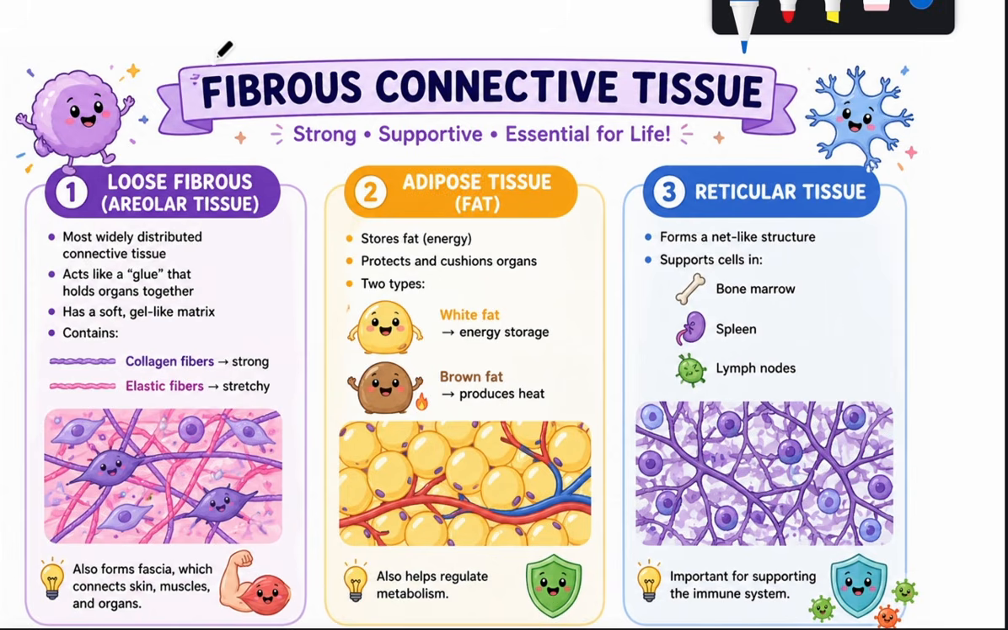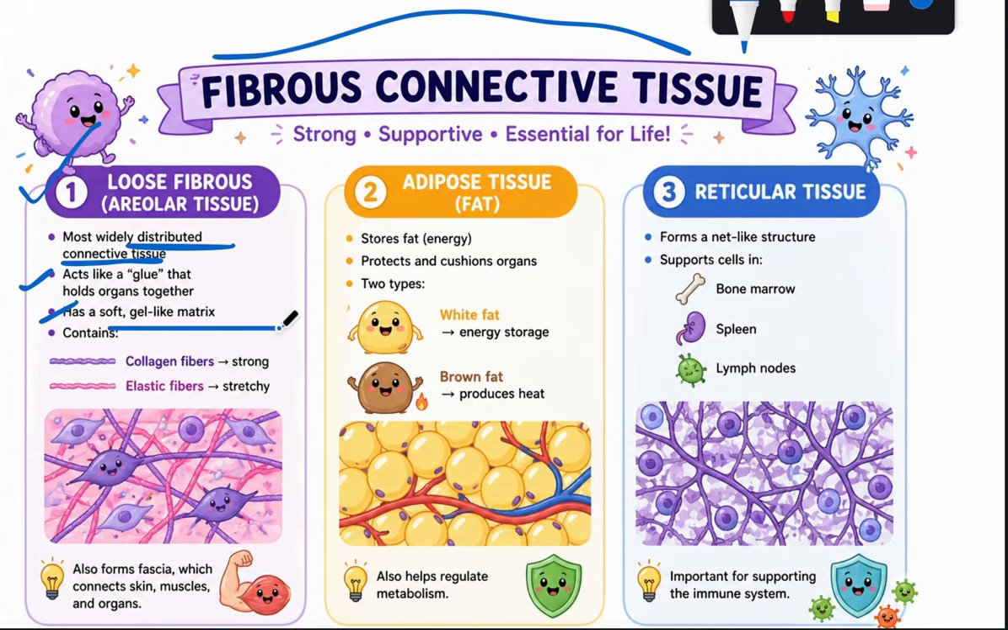We will learn about the types of fibrous tissue in these slides. First is loose. This is the most widely distributed connective tissue. It's like a glue, holding everything together in the body. If there is no loose fibrous tissue, everything will be all over the place. If it's holding in place, it's because of this. It's a soft gel-like matrix.